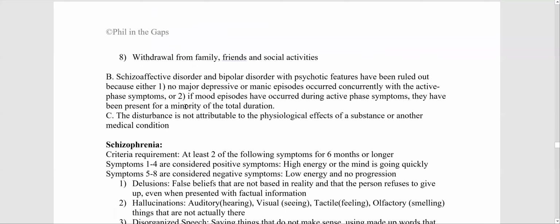And schizoaffective disorder and bipolar disorder with psychotic features have been ruled out because, one, no major depressive or manic episodes occur concurrently with the active phase symptoms, or if the mood episodes have occurred during the active phase symptoms, they've been present for a minority of the total duration. And then the disturbance is not better attributable to physiological effects of a substance or another medical condition in some way, shape, or form. So again, we know 100% in the absence of substances or in absence of a medical condition that they're still exhibiting the mental health symptoms that are present.